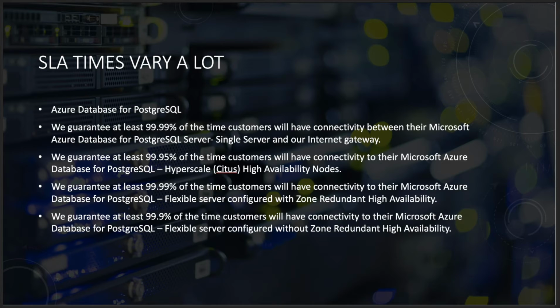So there you go. We guarantee at least 99.99% of the time customers will have connectivity to their Microsoft Azure database, flexible server configured with zone redundant high availability, or flexible server configured without zone redundant high availability. So again, that's where you need to pull this out and take a look at it. Depending on your architecture, these are the things that will impact your SLAs.